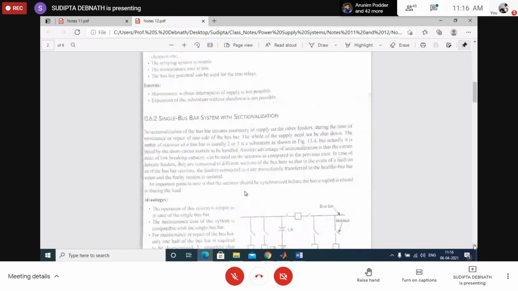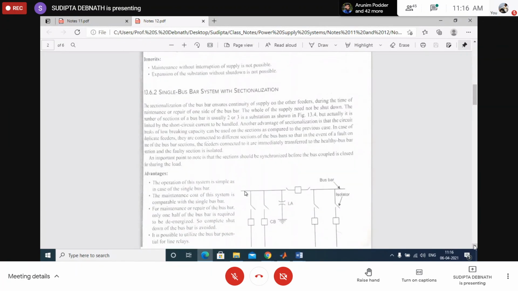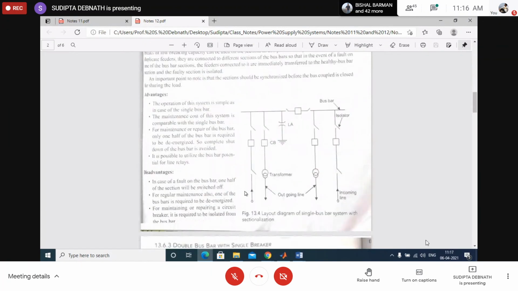You can easily understand. Then single bus bar with sectionalization. What is done? 2 sections are connected with the help of one circuit breaker. Suppose there is a fault or this part needs to be maintained. So this is opened and this part is closed. So this part is under normal operation and this part is shut down.